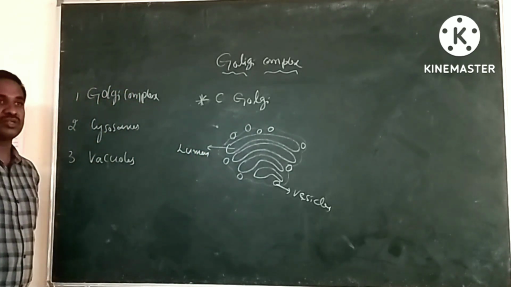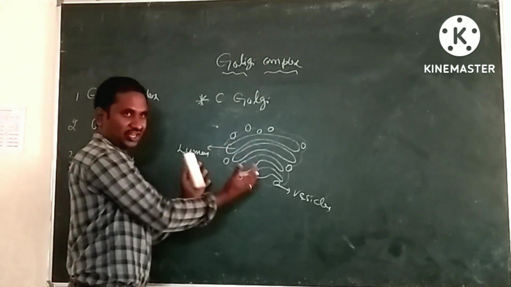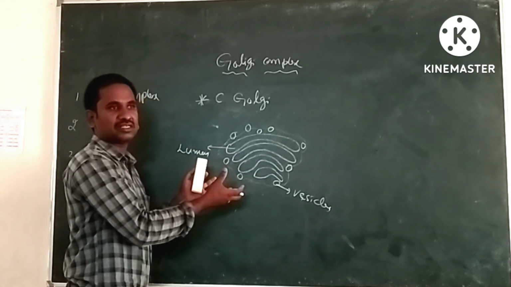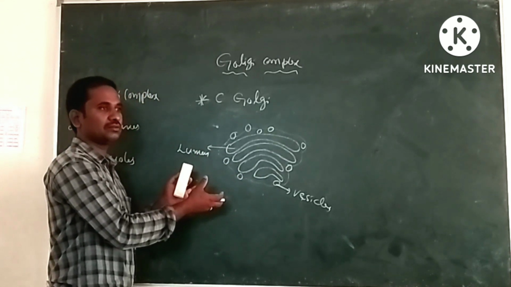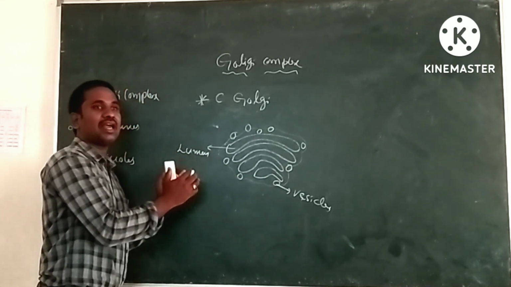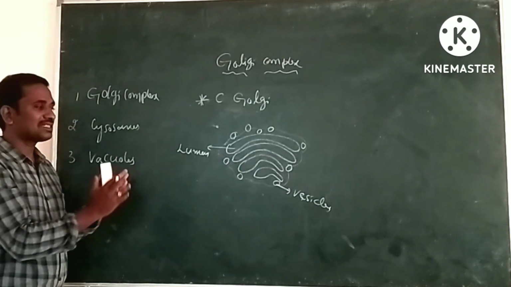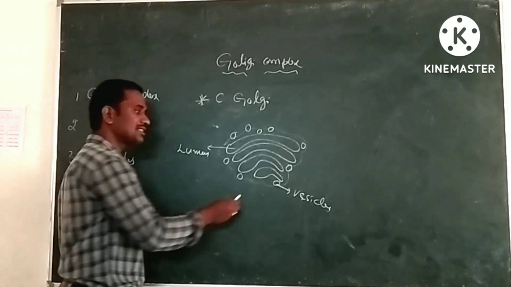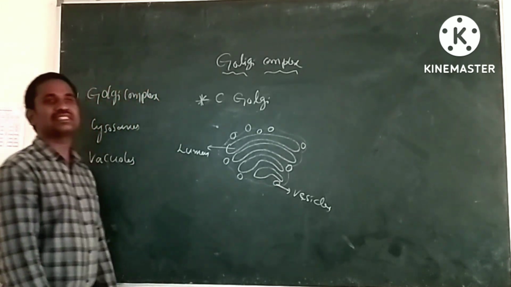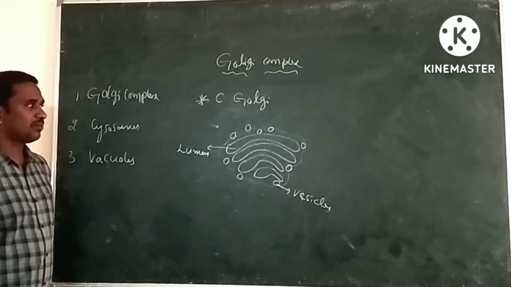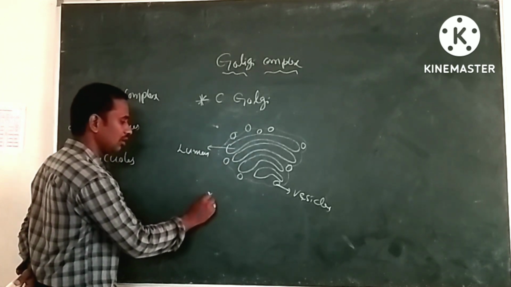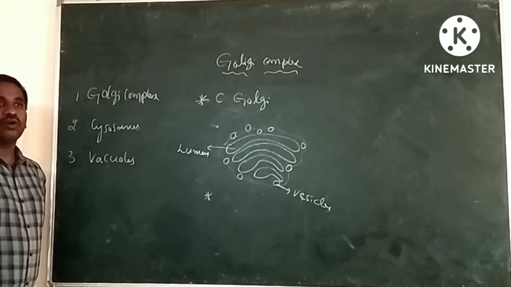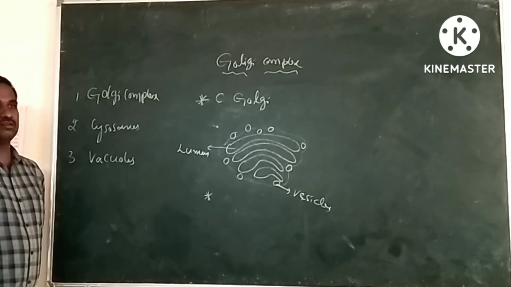This is most important. Inside the structure you can observe a membranous arrangement, packed in one structure and surrounded by fluid-filled sacs. Those sacs are known as vesicles, and this plays the main role. The Golgi complex plays a main role in the form of secretion.